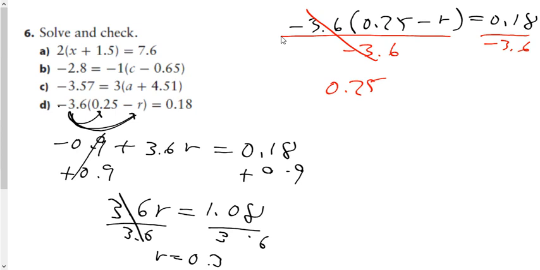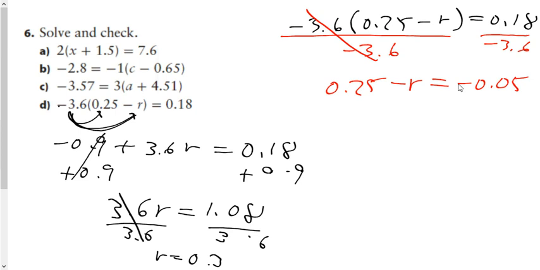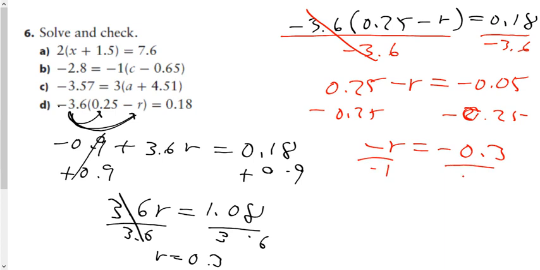So one group of this is equal to 18 cents divided into piles of $3.60. I could make 5% of a pile, or negative 5% of a pile. And I'd subtract my constant from both sides. I get negative r is equal to negative 0.3. Divide both sides by negative 1, and r will equal a positive 0.3, which is the same answer I got over here.